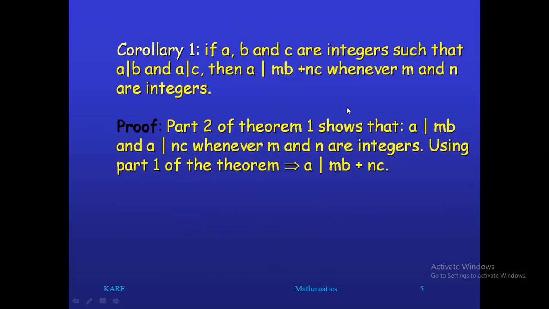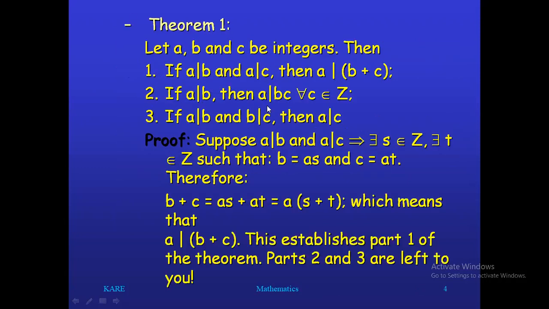The next corollary: if A, B and C are integers such that A divides B and A divides C, then A divides MB plus NC whenever M and N are integers. Here they are giving the condition that M and N are integers. And moreover, in the previous slide, if A divides B, then A divides BC, where C belongs to Z. So the corollary says: A divides B, A divides C, then A divides MB plus NC.